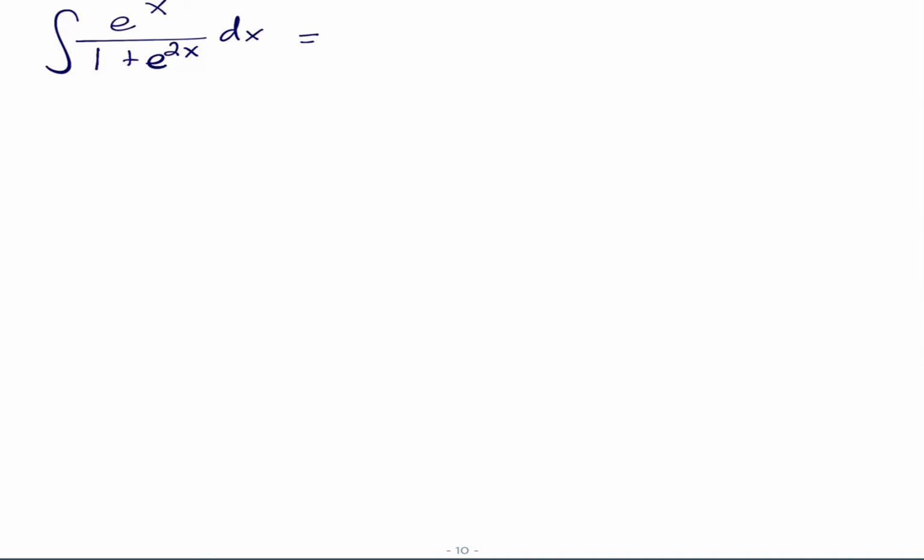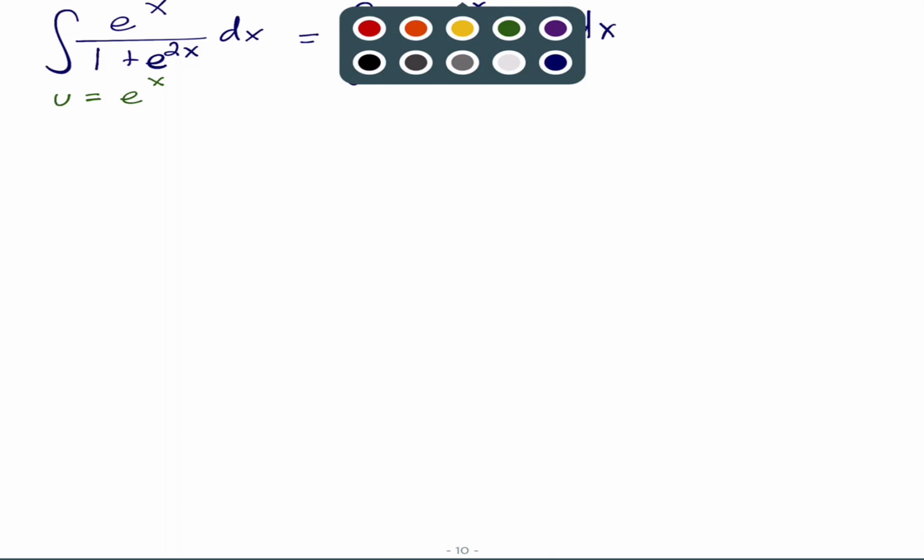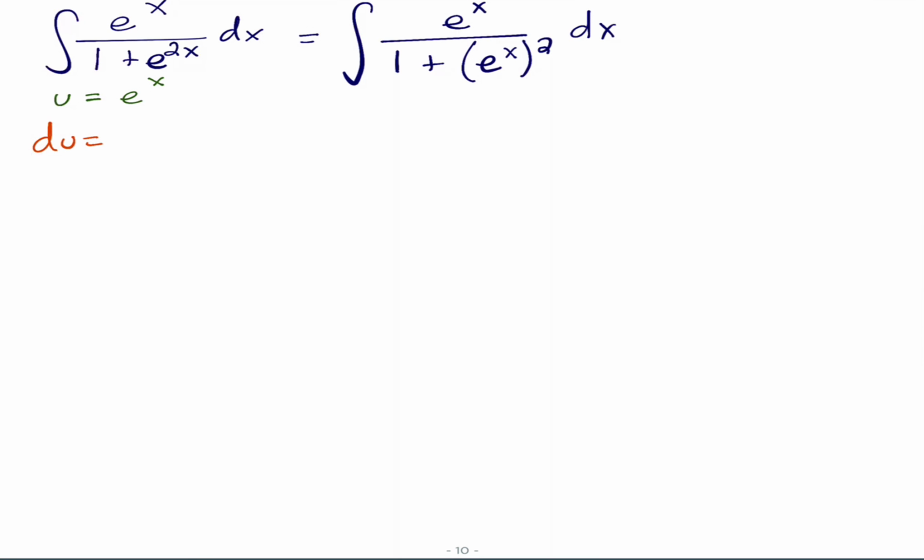U equals e to the x. That's a good choice. Why u equals e to the x? Well, it's a little bit difficult to see, but if you use the laws of exponents, you can rewrite e to the 2x as (e to the x) squared, right? So that now kind of looks like inverse tangent a little bit, right? Because then what would du equal to? E to the x dx, right?